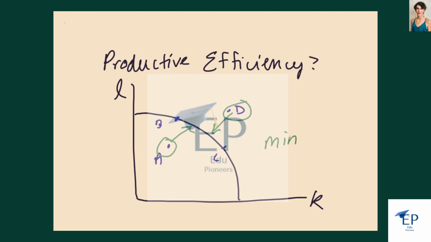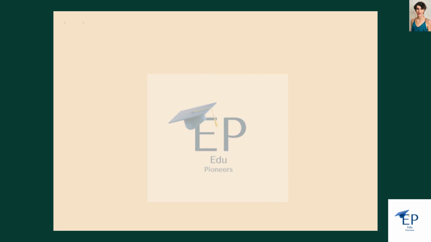But this isn't enough. In order to be productively efficient, we need to minimize our costs. It doesn't make sense for us to pay 10,000 times more than we need to for the same amount of output when we could pay 10,000 times less the other way, right? When we can minimize our costs.